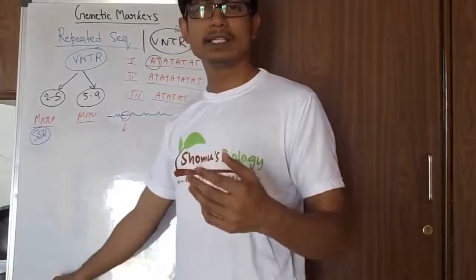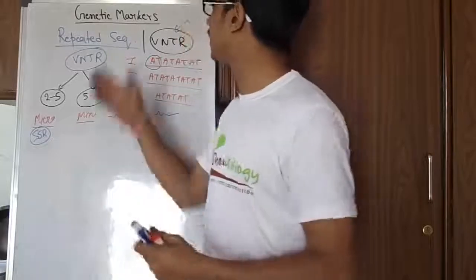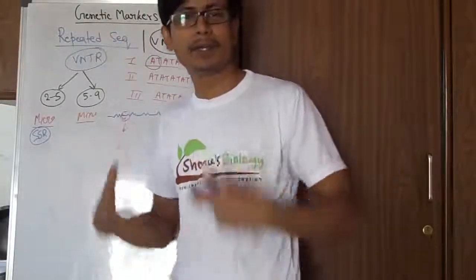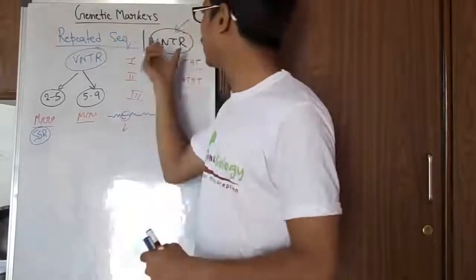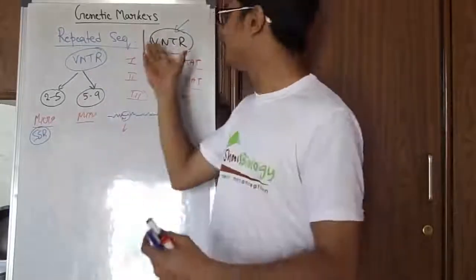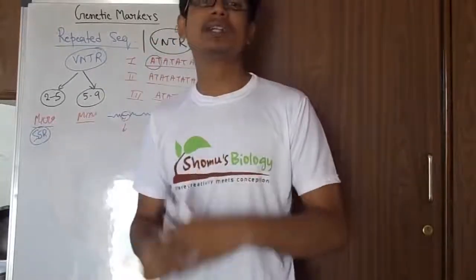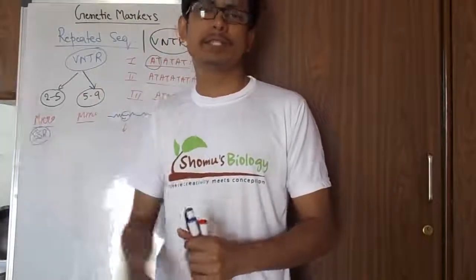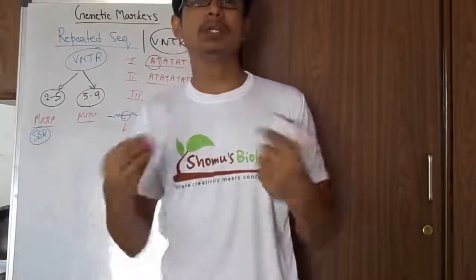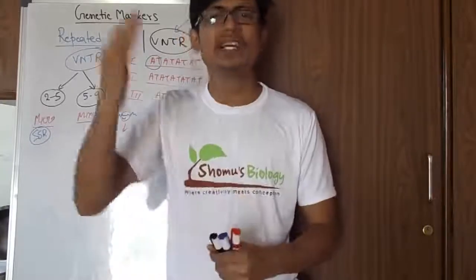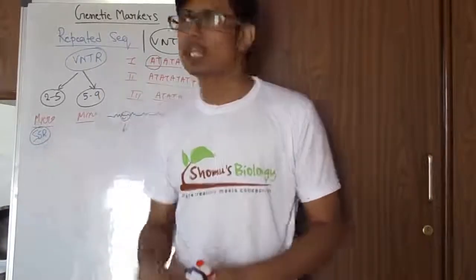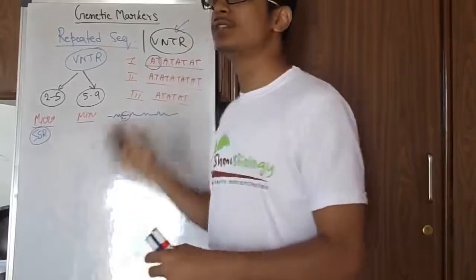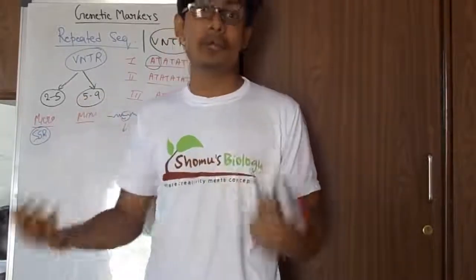The genetic markers in most cases belong to the variable number tandem repeats. We call them VNTR, variable number tandem repeats. What does that mean? Tandem repeat means they are consecutive repeats of nucleic acids. If you take two nucleic acids like A and T, there will be consecutive repeats of them. So AT, AT, AT, AT. So consecutive repeats of AT will be present there.